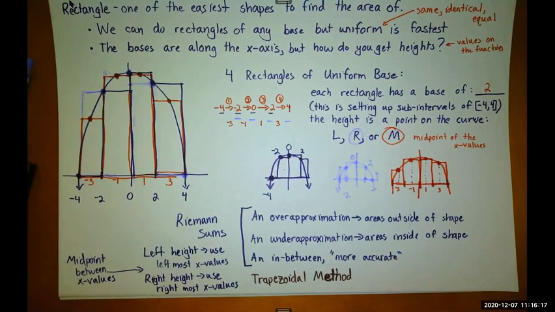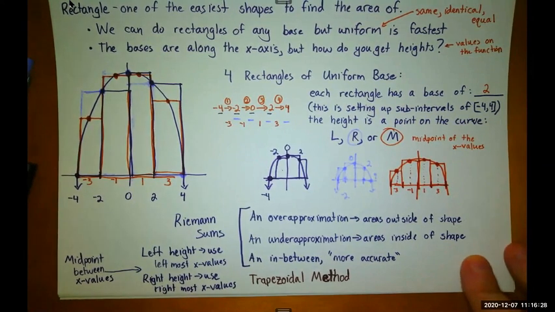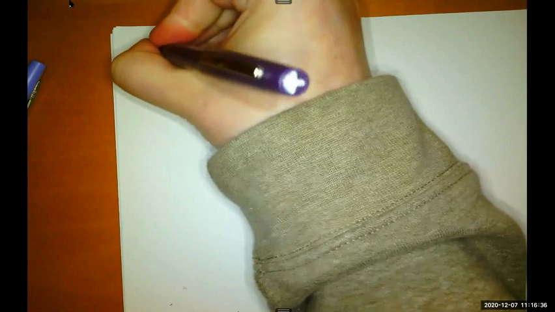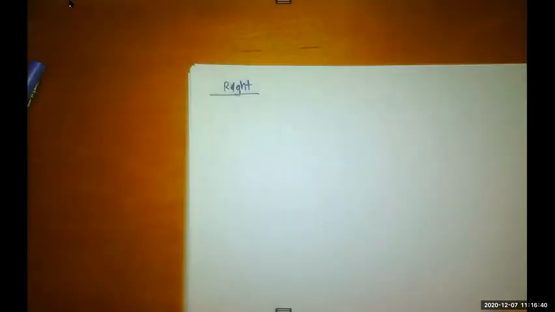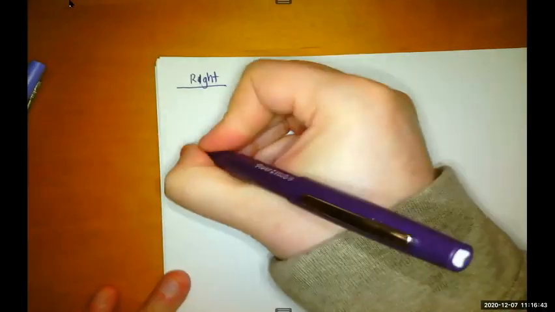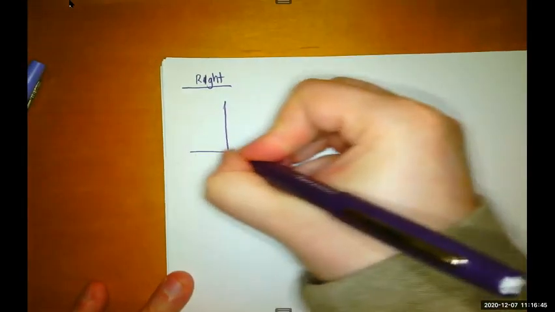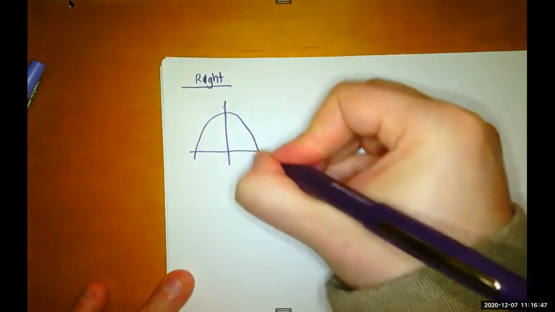So let's start doing the part that a lot of you get excited about. Like when you're like, oh, I'm doing math, you want to push some numbers around the paper. Okay, well, let's push some numbers around the paper. Okay, so we'll start off with the right. Same shape.